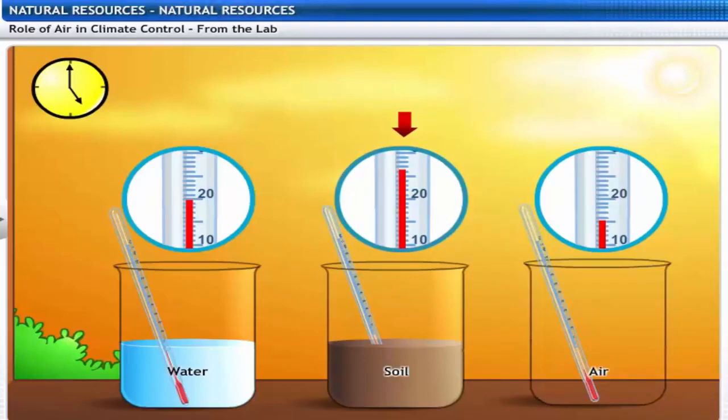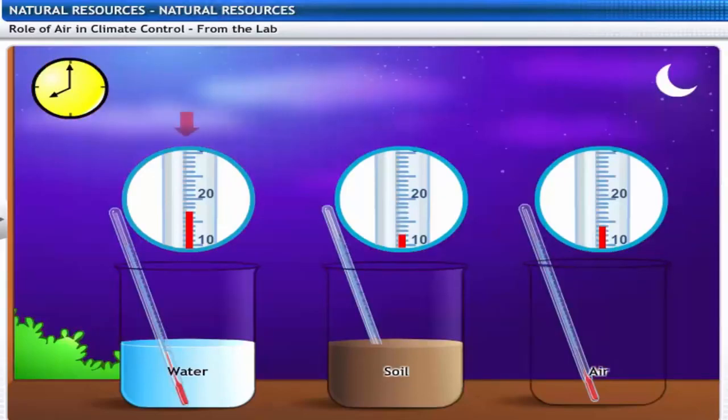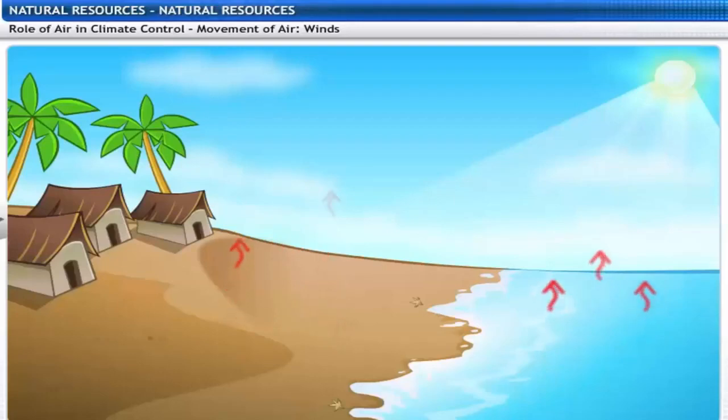This indicates that soil gets heated faster than water and air. If we perform the same experiment under shade, this is how the temperature stands. This time, the temperature reads more in the first beaker than in the others. This indicates that soil gets cooled faster than water and air. Since soil gets heated faster than water, the air above land also gets heated faster than the air above water bodies.